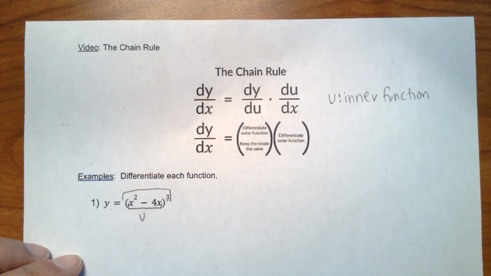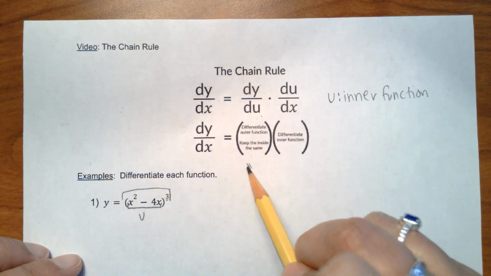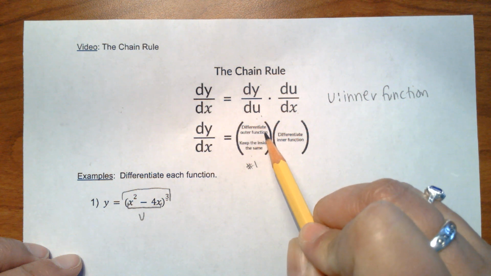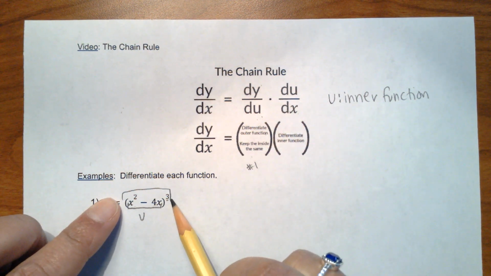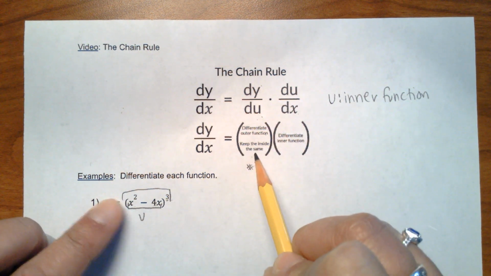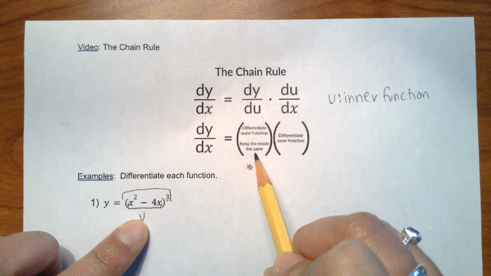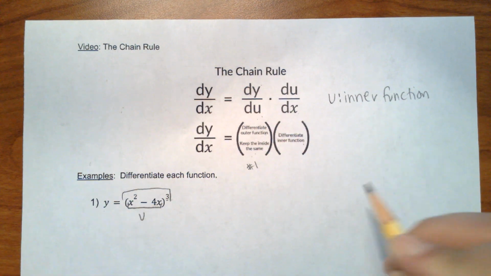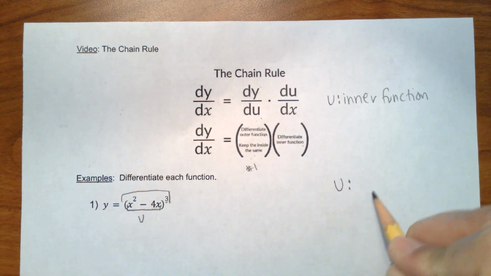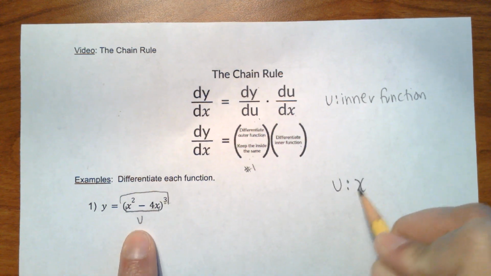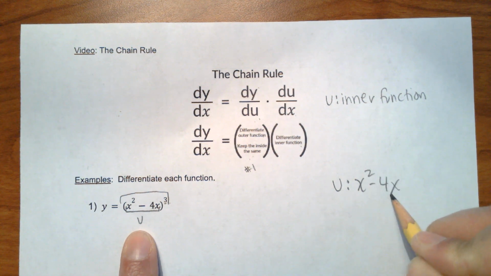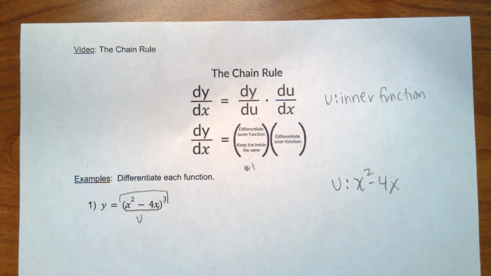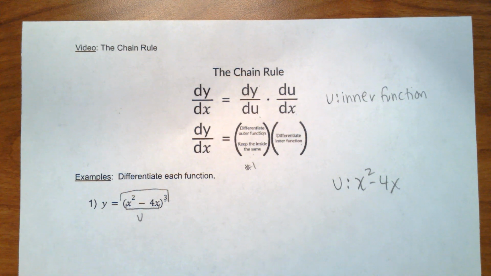And when we use the chain rule, what we're going to first do, number one, is differentiate the outside first. So we're going to have to differentiate this whole entire thing, keeping the inside, the inner part, the same. Then we're going to differentiate the inner part, which is our u. So I'm just going to pull out u over here. Our inner part is just that x squared minus 4x. All right, we're going to come back to that. But first, let's take the derivative of the outside part.